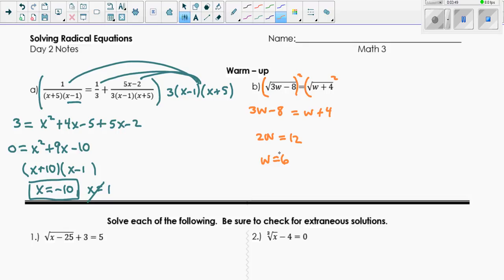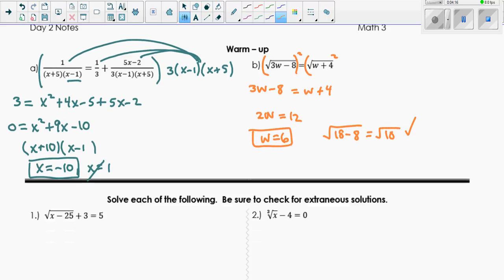And make sure that this works. You have to actually go back and substitute in and show me. So 3 times 6 is 18 minus 8 and the square root of that. And then 6 plus 4 is 10 and the square root of that. So without a calculator, I don't know what the square root of 10 is. However, the left side is 18 minus 8, which is 10. And the square root of 10 equals the square root of 10 no matter what the decimal answer is. So this is a solution.